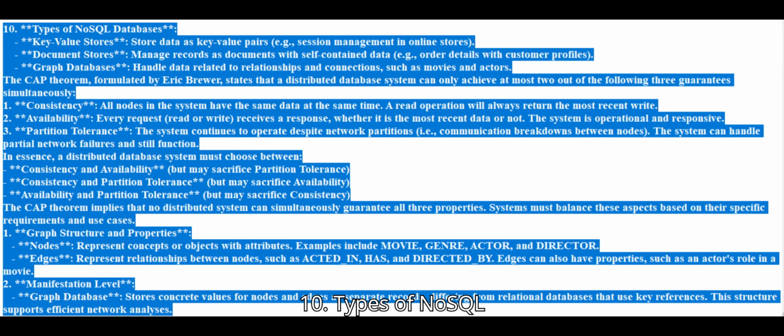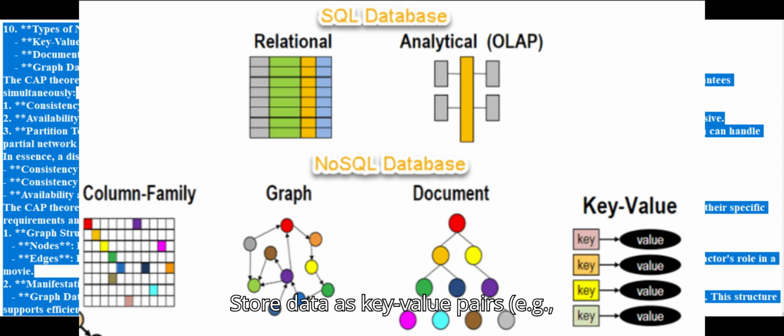10. Types of NoSQL databases. Key-value stores store data as key-value pairs, e.g., session management in online stores. Document stores manage records as documents with self-contained data, e.g., order details with customer profiles. Graph databases handle data related to relationships and connections, such as movies and actors.